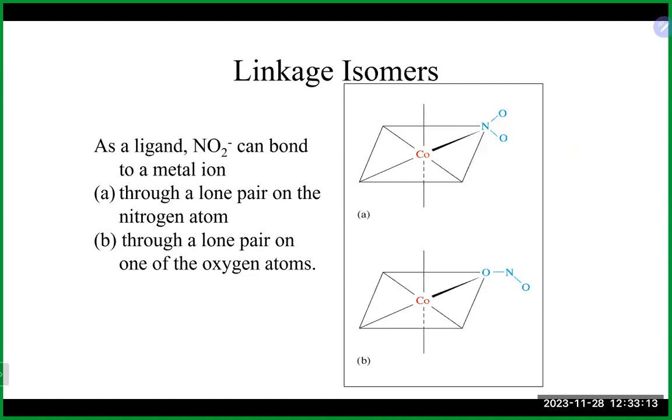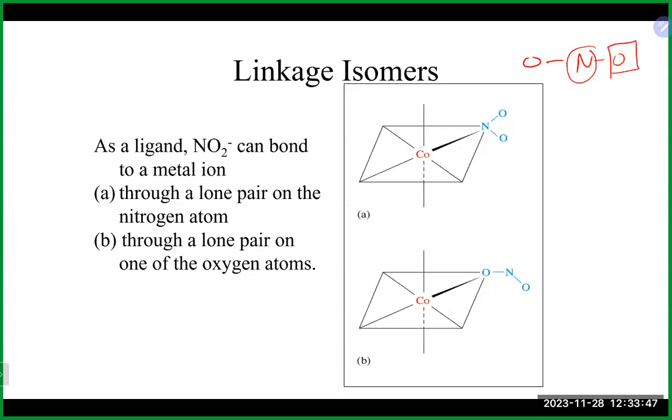Another type of isomer is a linkage isomer, and a linkage isomer also, again, will have pretty much the same elements involved, but upon the ligand itself, it could attach to the metal using different elements within it. So if we look at NO2 minus here, NO2 minus could attach through the nitrogen, or it could attach through an oxygen in this case.